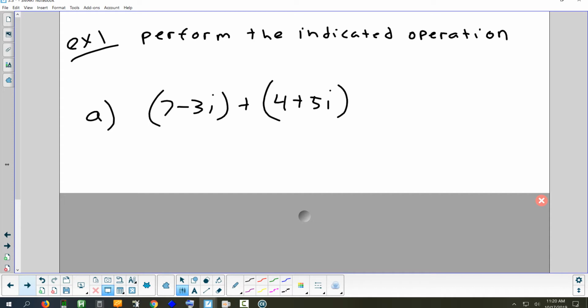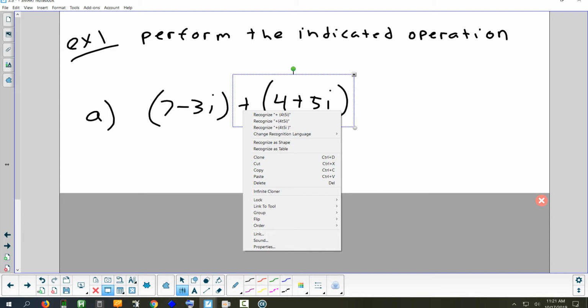All you have to do, and maybe you want to write this down if it's helpful, to add complex numbers is combine like terms. What does that mean? You are allowed to add real numbers to real numbers. You're allowed to add imaginaries to imaginaries. Those are your like terms. So the first complex number has a real part of 7. The second complex number has a real part of 4. And the operation is addition.